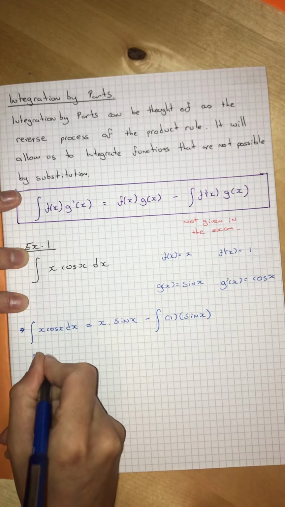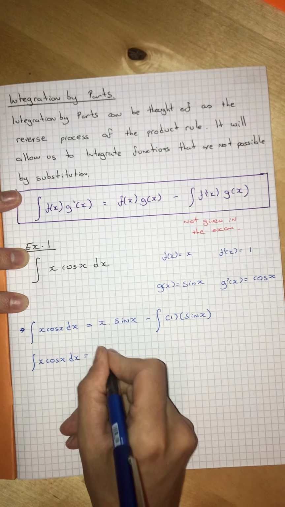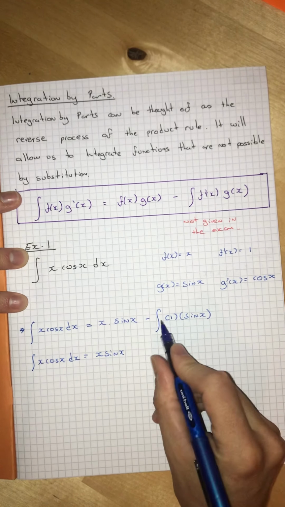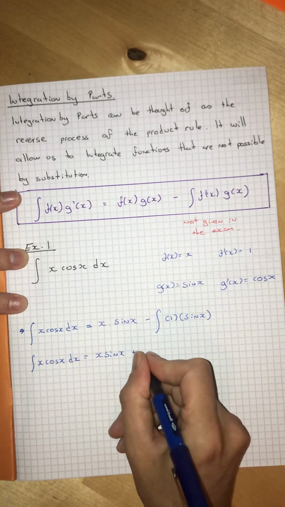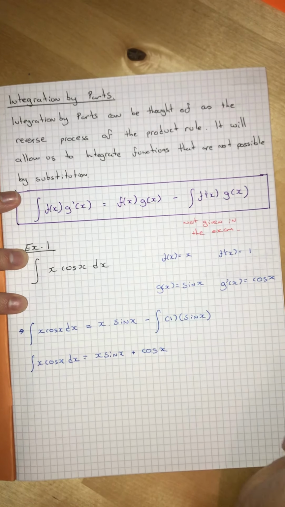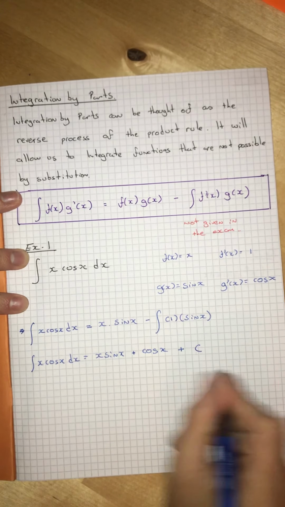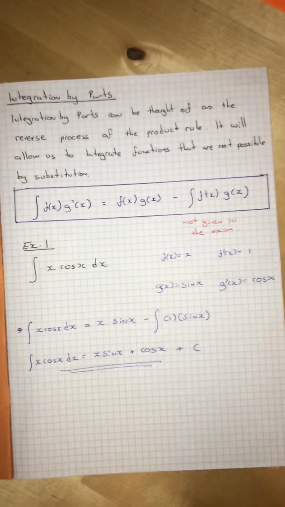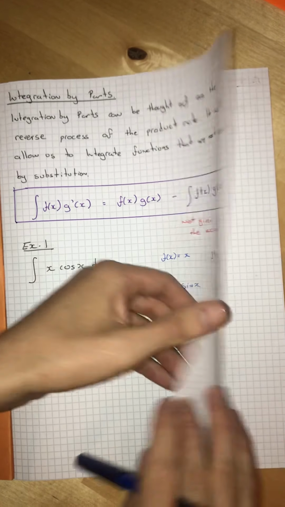So the integral of x cos x dx will equal x sin x. Integral of sin x is negative cos x, so it's going to become plus cos x, as there's already a negative outside the integral. And then don't forget that it's going to be plus c. Okay, so let's move on to another example.